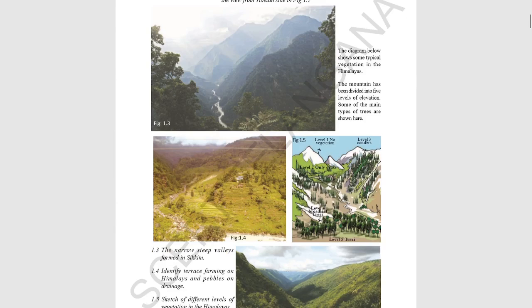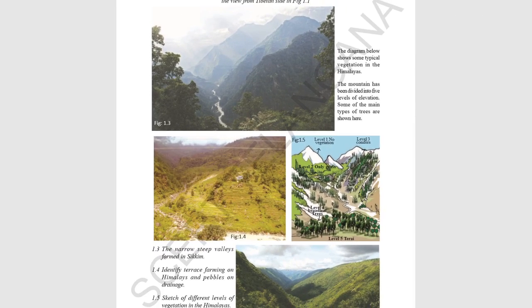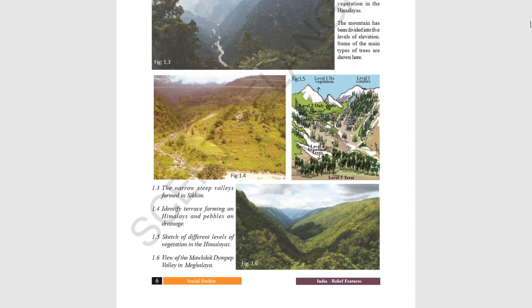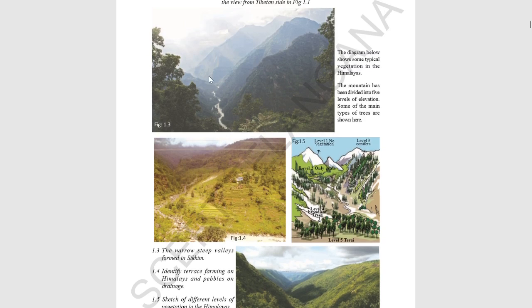And these are some of the examples, the pictures, of how we calculate the vegetation in the Himalayan region. Here we won't see only ice lands; level 2 is only grass, level 3 only conifers, level 4 broadleaf trees, and level 5 terrace. These are the levels. And this is a valley.